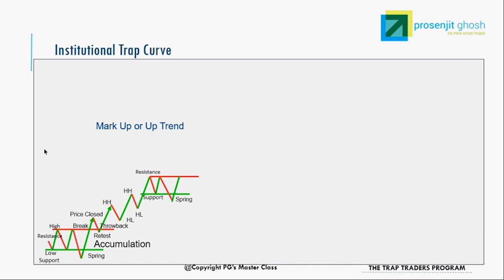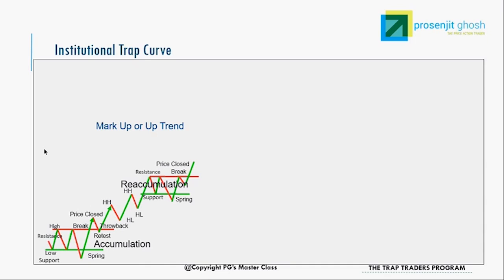Now what happens there? Inside this sideways movement, a spring may get created. After this spring, maybe price will come down and a higher low will be created, and after the higher low, price will break the resistance and close above. That means price will engulf the resistance. Once this engulfing of the resistance happens, this sideways movement we call a reaccumulation.